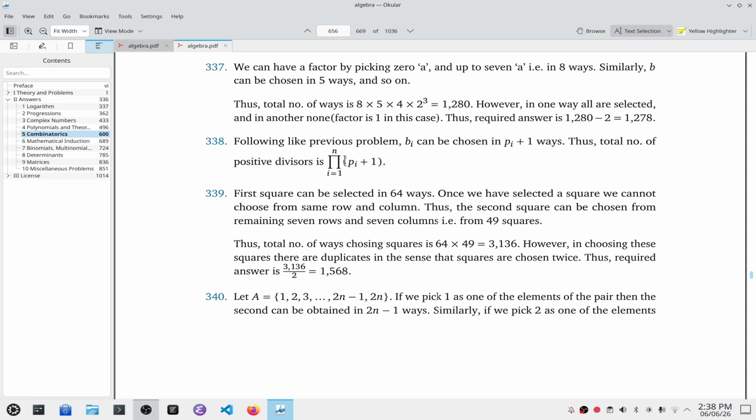It is analogous to the sigma function where you add. So if it is a sigma function, it is p1 plus 1 plus p2 plus 1 plus p3 plus 1 and so on. So in gamma function, we just multiply them.